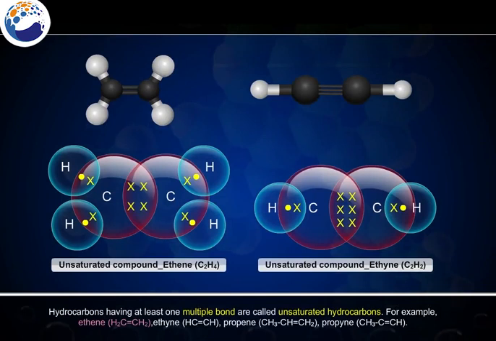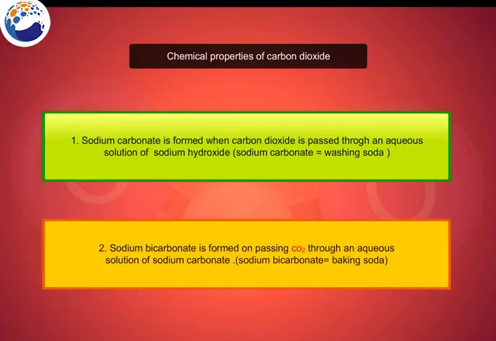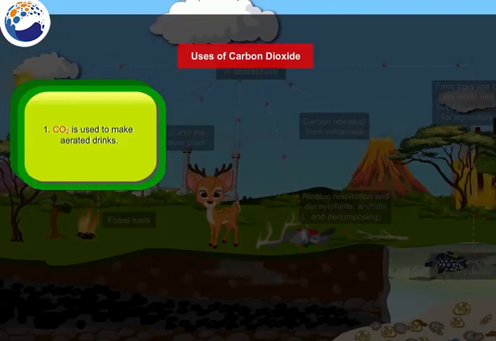For example, ethene, H2C=CH2. Ethyne, HC≡CH, propene, CH3CH=CH2, propyne, CH3C≡CH. Chemical properties of carbon dioxide. Uses of carbon dioxide.